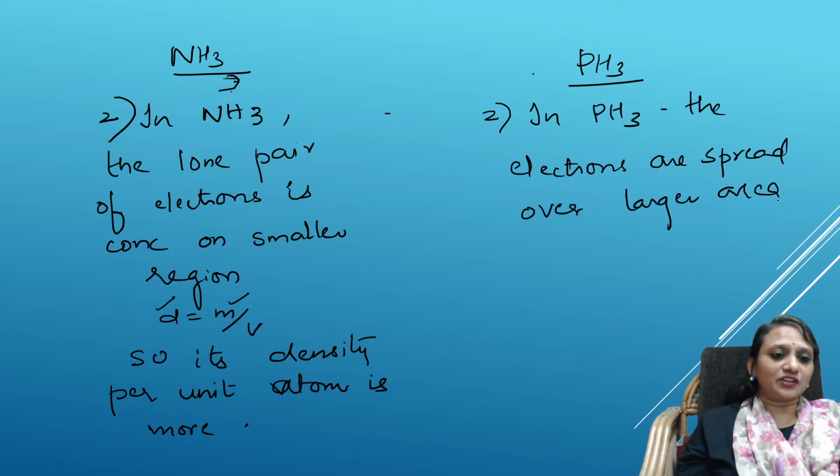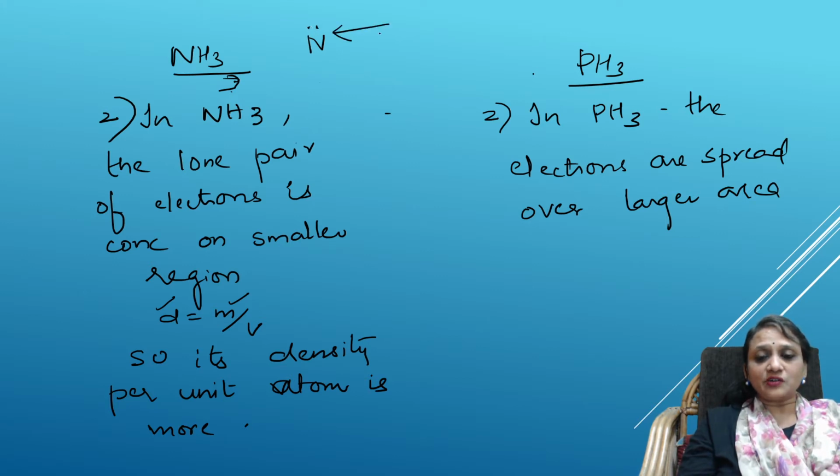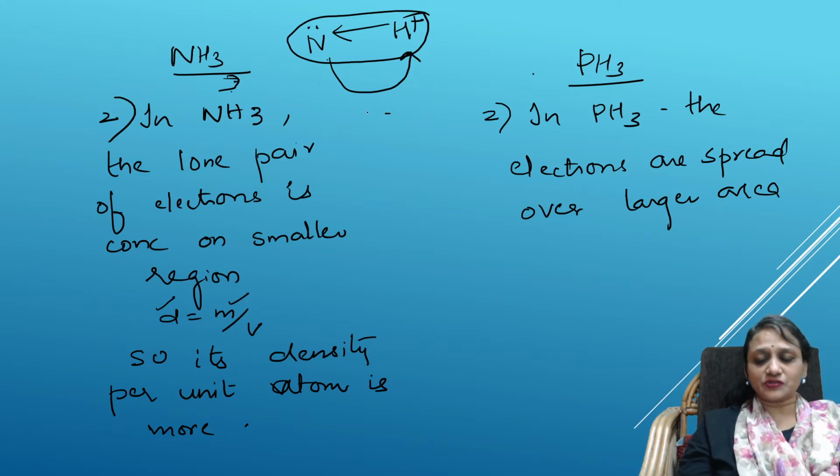Okay, when the electrons are spread over a larger area, what is happening, students? Proton has to accept, but here nitrogen, because the electrons are here, tries to pull this hydrogen, attract the proton towards it, because it is a smaller region, correct? So nitrogen will have more affinity compared to phosphine. Yes or no, students? Correct. So the hydrogen is going to pull towards itself.